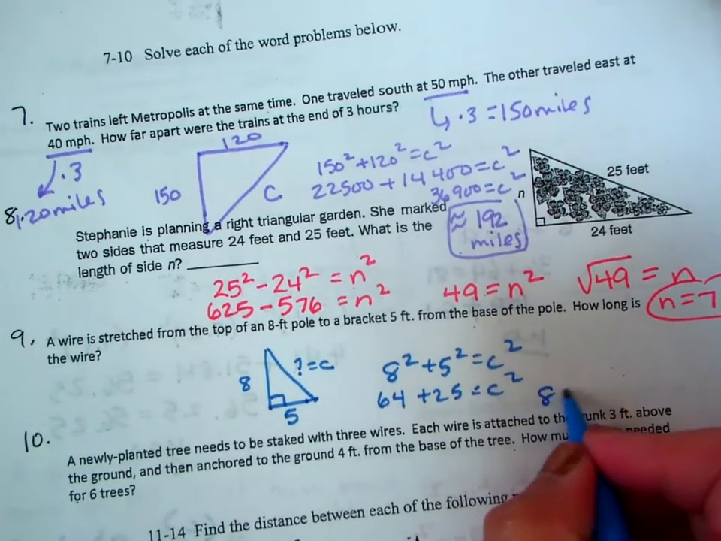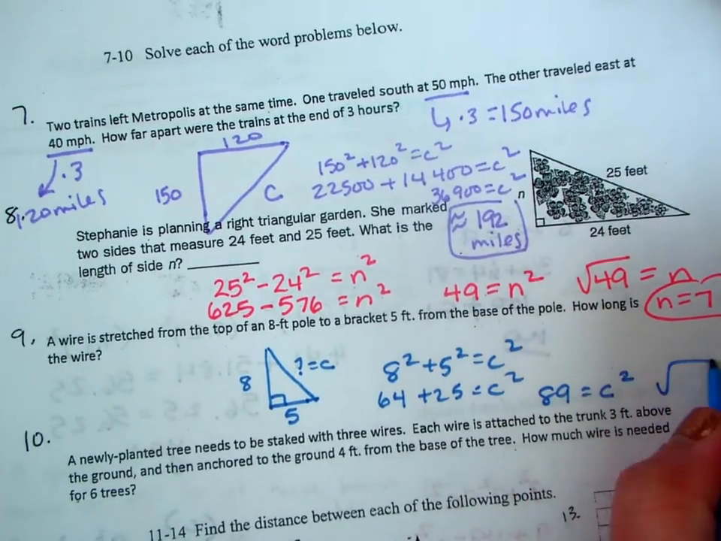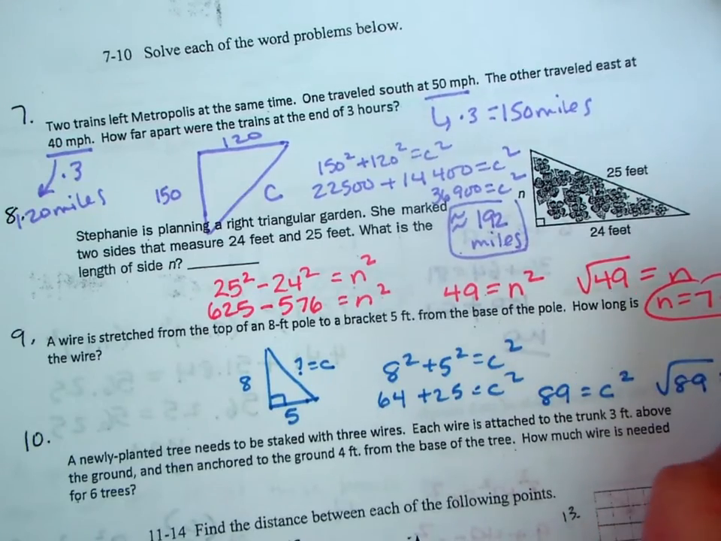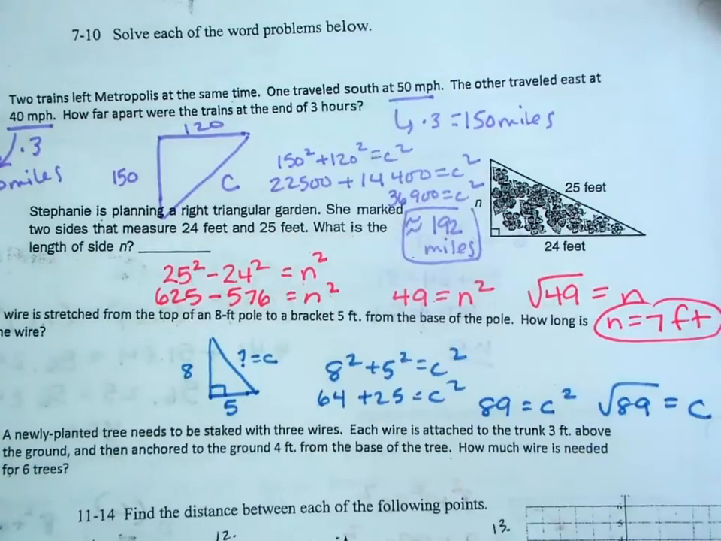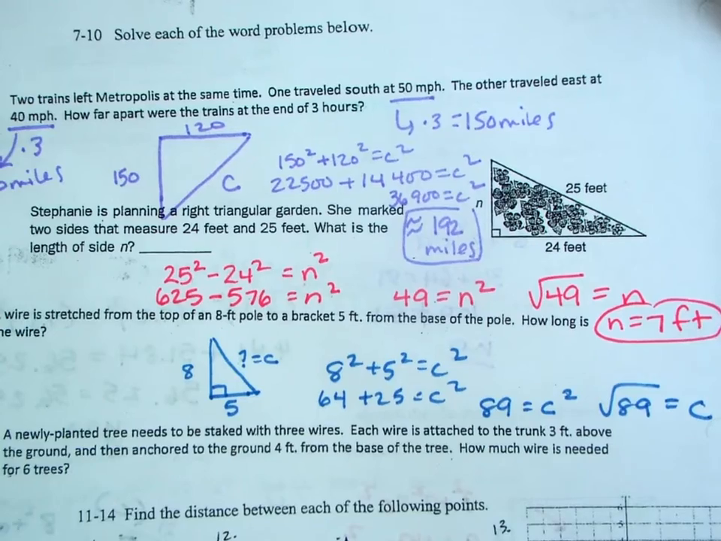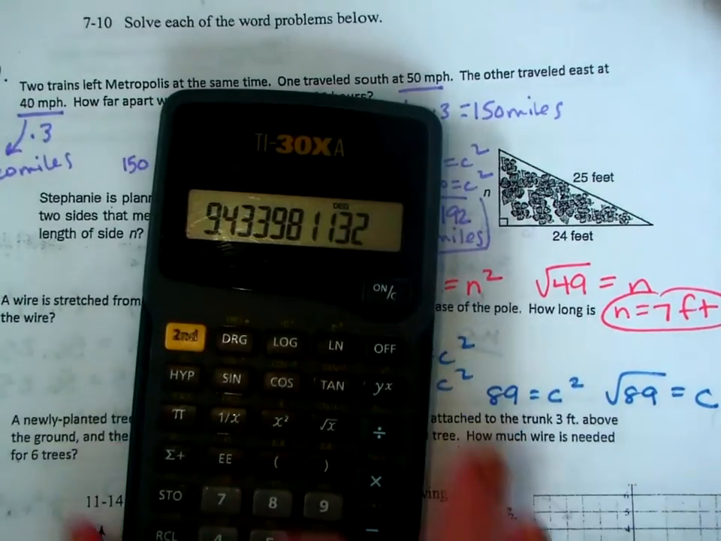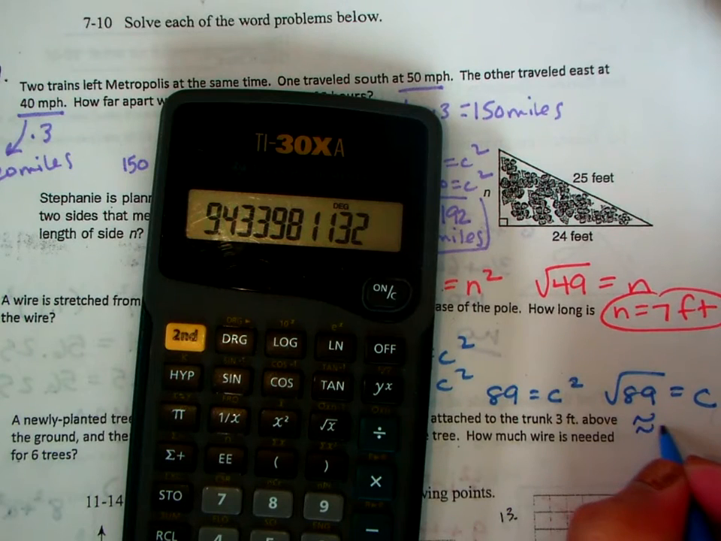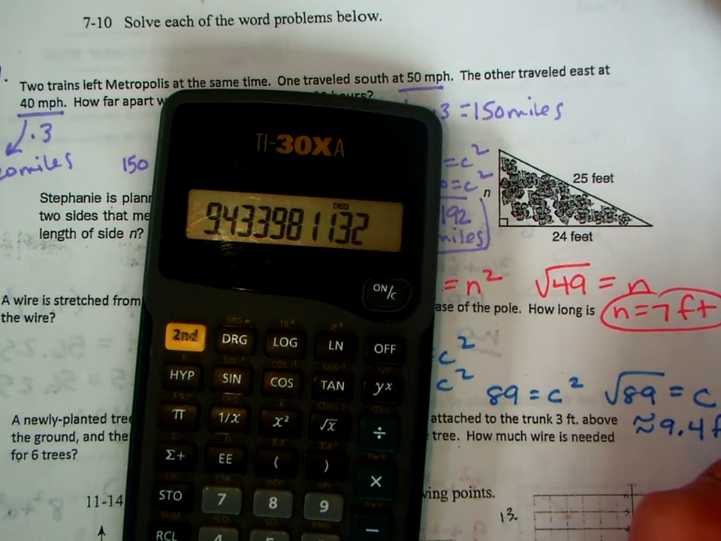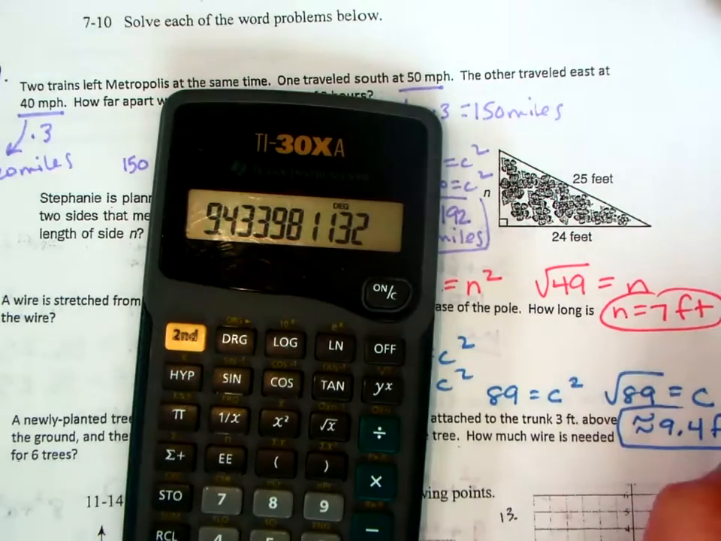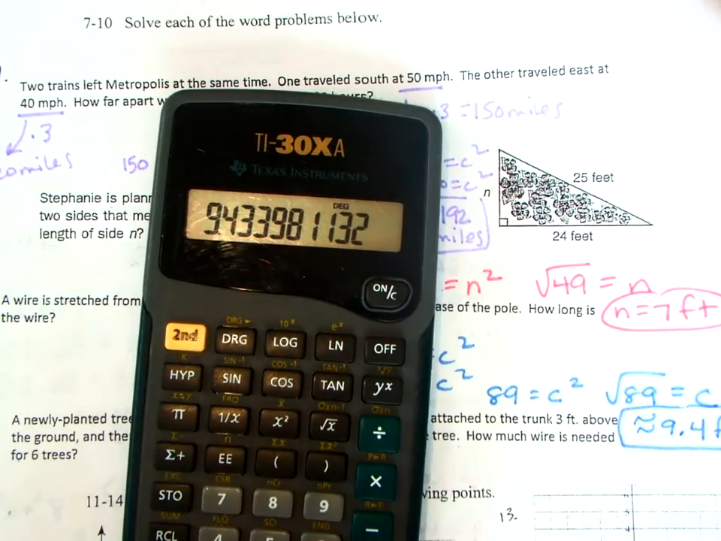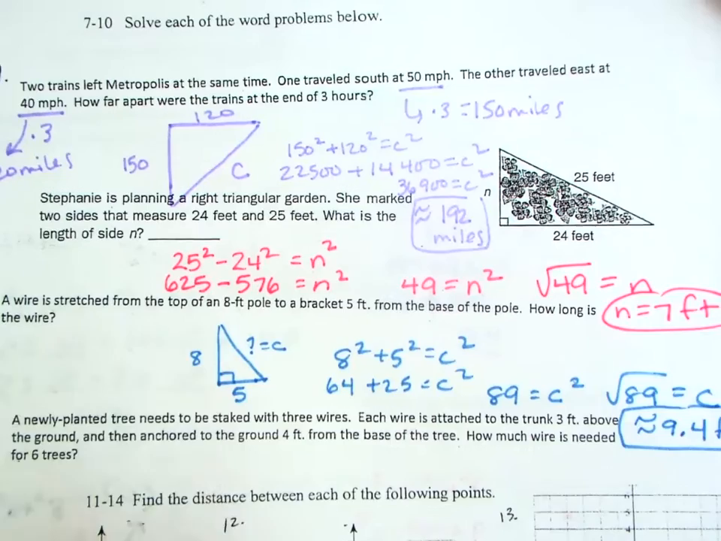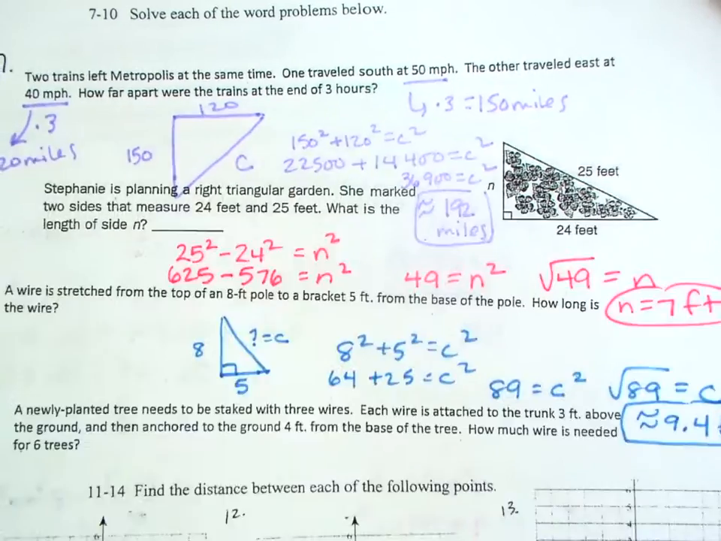Okay, and that's going to be 89. So it's the square root of 89. And since it does say how long, let's go ahead and round that. And I get like 9.43, so I'm going to say it's around 9.4 feet. But of course, I put that on the calculator when I did that. All right.